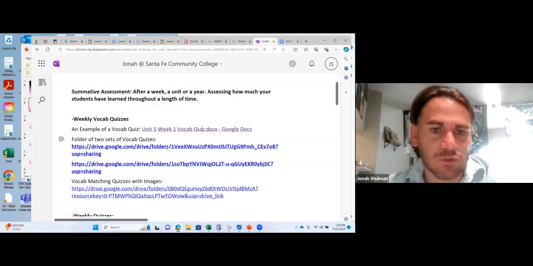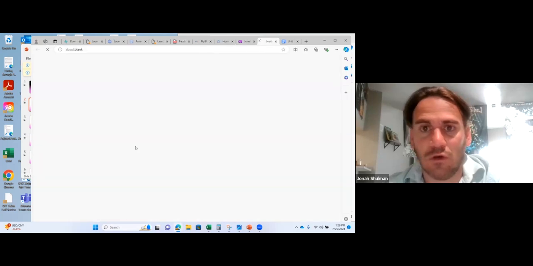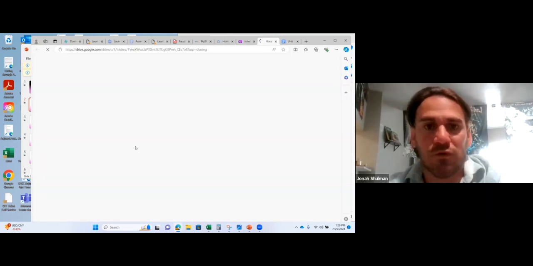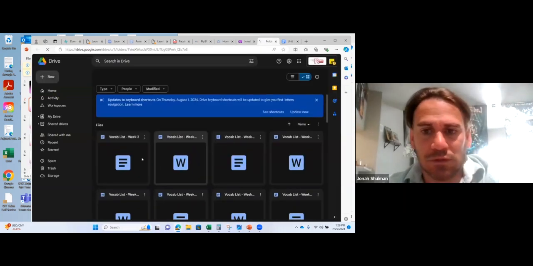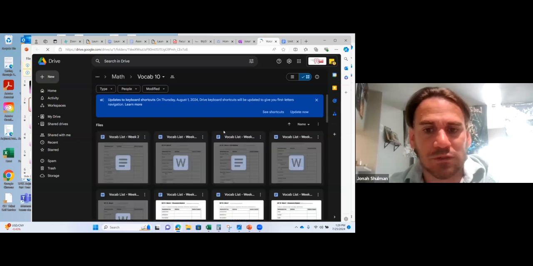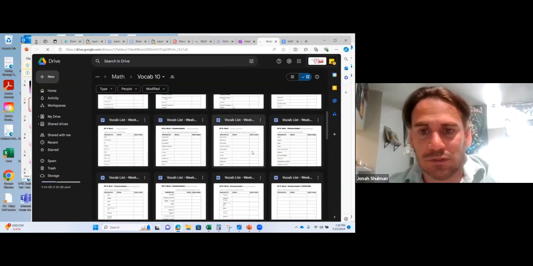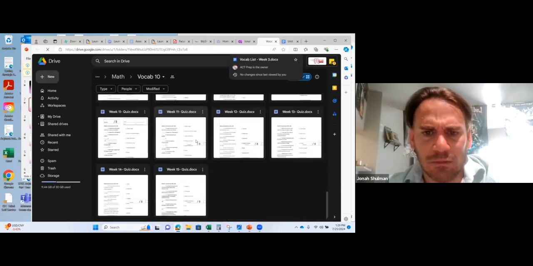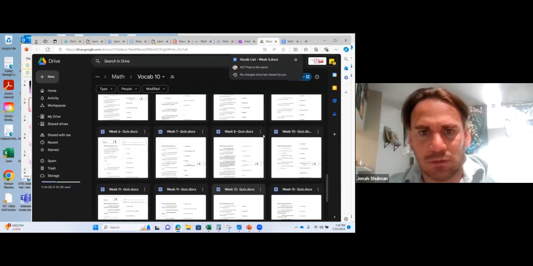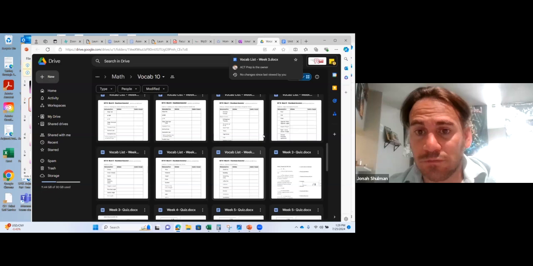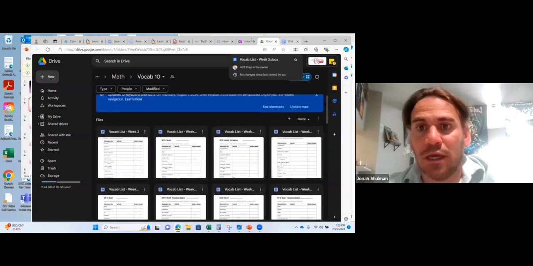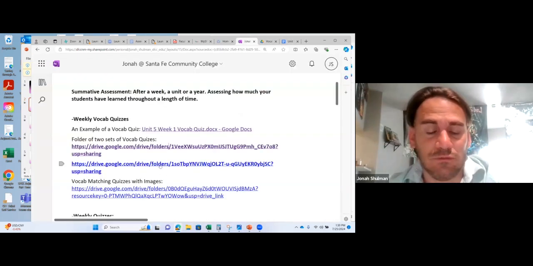So if you want 2 full sets of vocabulary quizzes, here's access to this drive where I've got tons and tons of vocab quizzes. Vocab lists, all these pretty vocab lists. These are how they look during the week, and then at the bottom are all the matching quizzes. Now there are 2 folders of these. These are all ones that I've made. Obviously, I don't know that the other one's the same, just a different year.